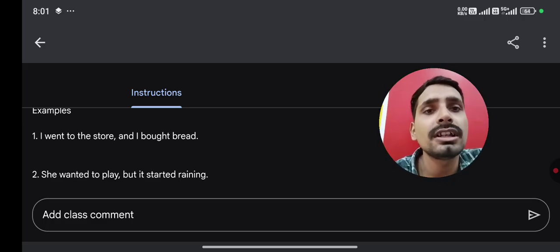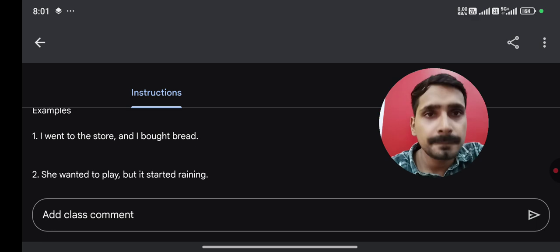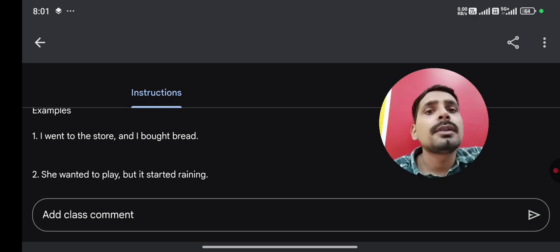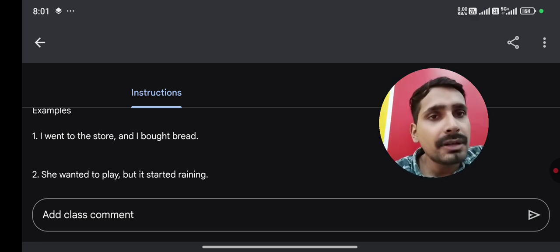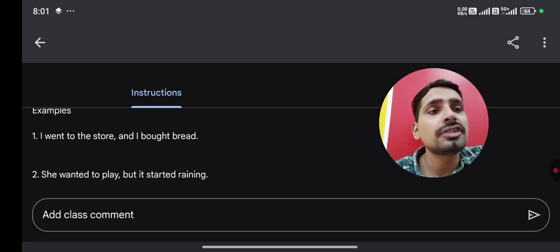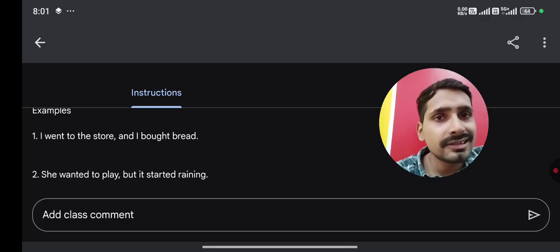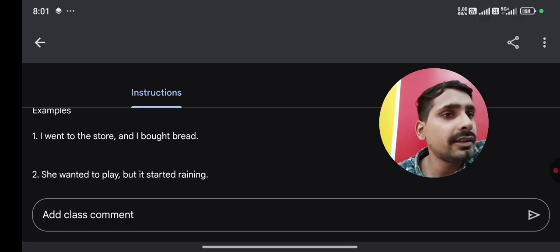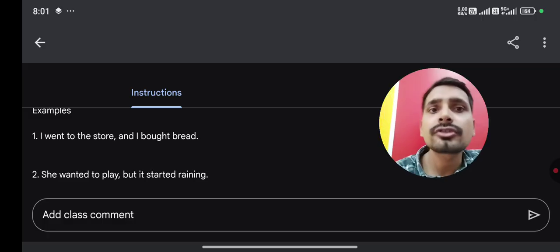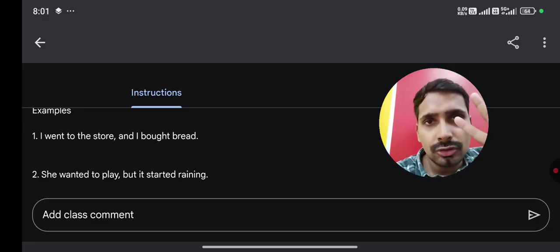Which conjunction do you see here? And. Number 2, she wanted to play but it started raining. Who is she? We don't know, but she is a subject here. She wanted to play, this is independent clause number 1. It started raining, this is independent clause number 2.